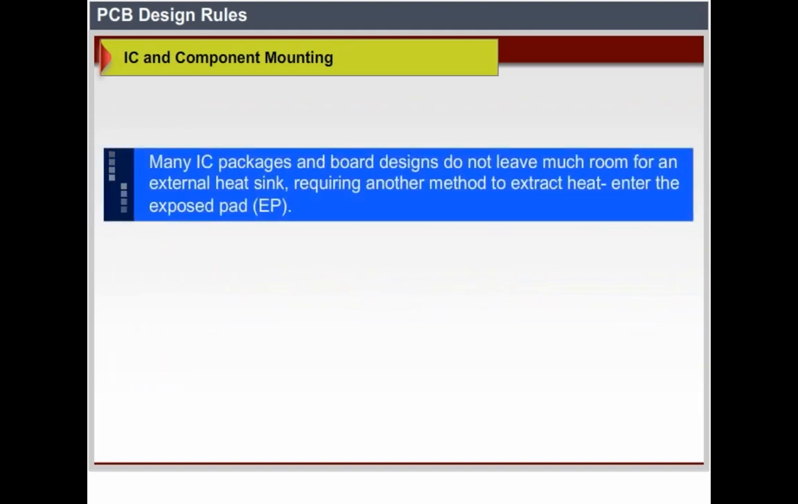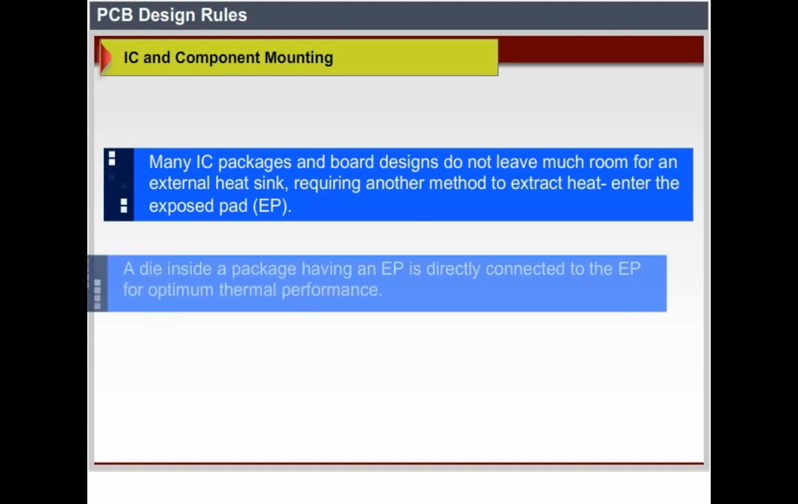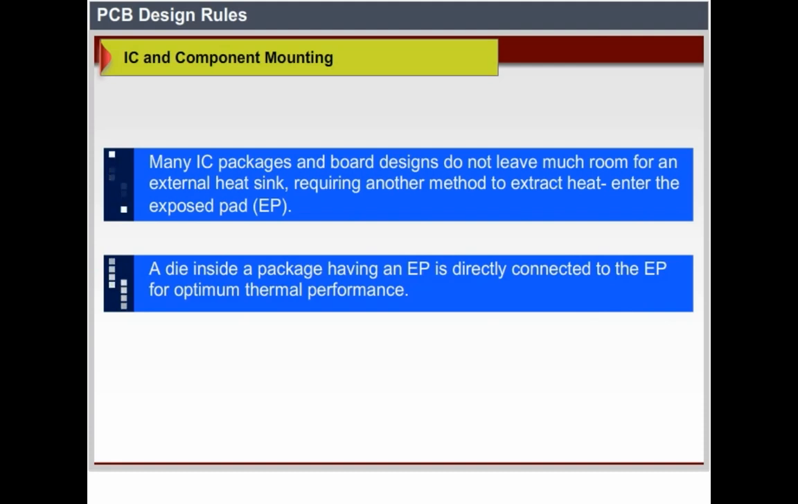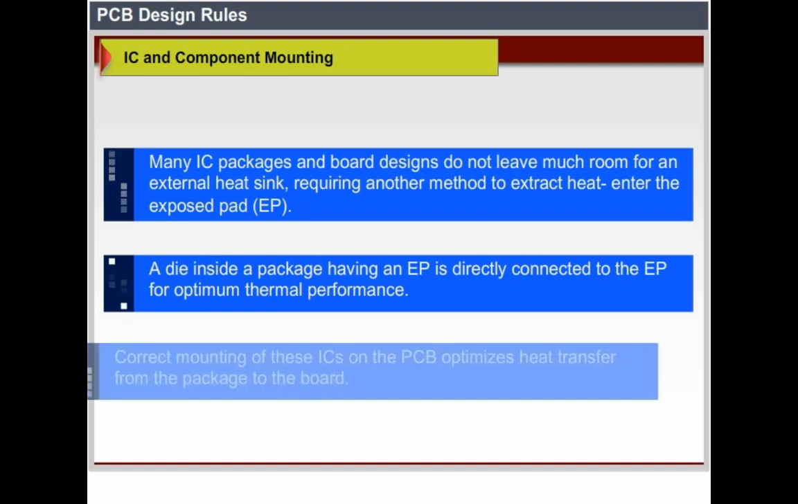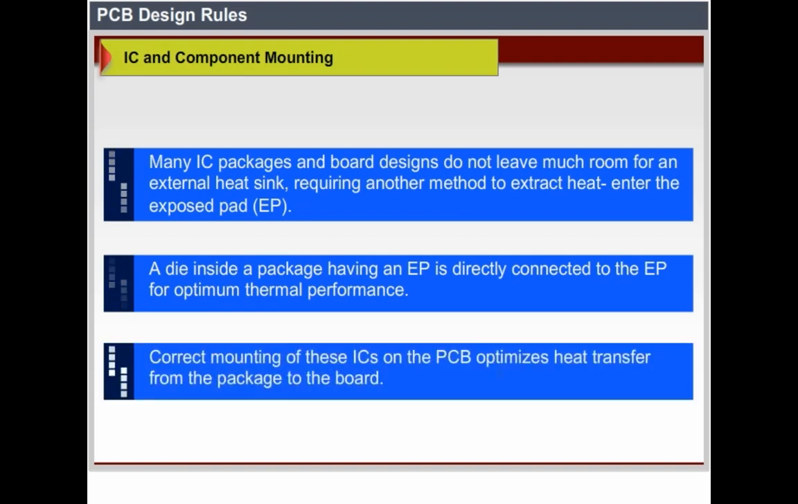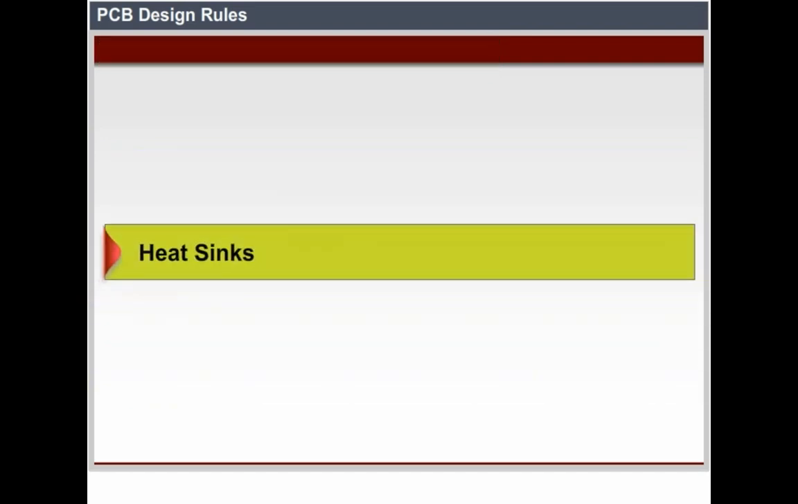Many IC packages and board designs do not leave much room for an external heatsink, requiring another method to extract heat. Enter the exposed pad, EP. A die inside a package with an EP is directly connected to the EP for optimum thermal performance. Correctly mounting these ICs on the PCB optimizes heat transfer from the package to the board.